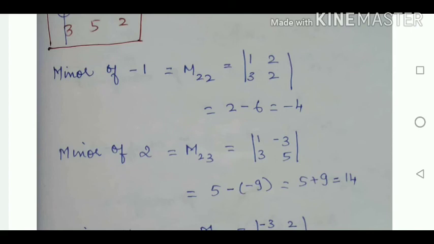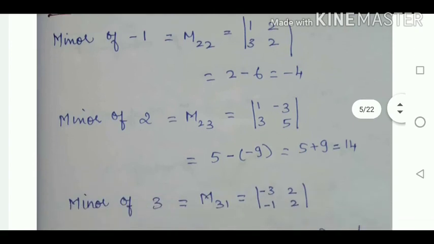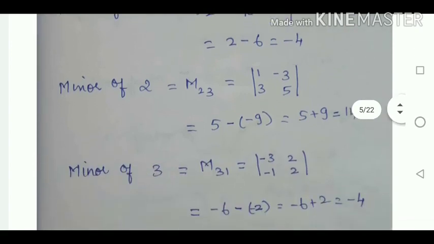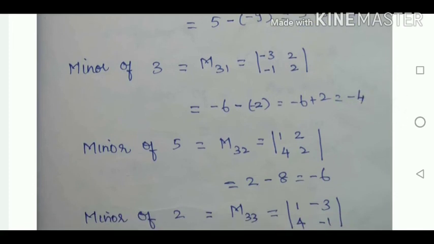Then the minor of 2. Here this 2 is in the second row, third column, which is eliminated. To get the minor: 1, minus 3, 3, 5. So cross multiplication: 1 five is 5, minus 3 threes are minus 9. Minus into minus is plus, therefore 5 plus 9 equals 14. Then the minor of 3. Here 3 lies in the third row, first column. Therefore the third row as well as the first column is eliminated. We are getting minus 3, 2, minus 1, 2. So 3 twos are 6, minus 1 two is 2, equal to minus 6 plus 2. We are getting minus 4.